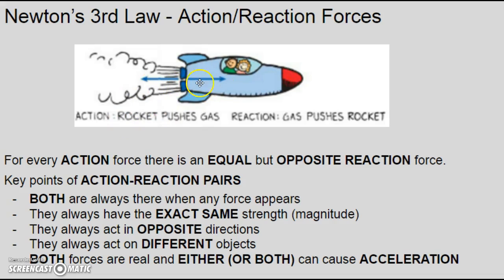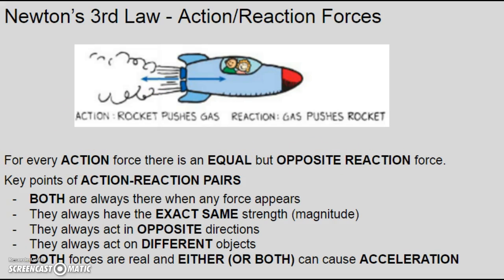So you might be surprised to hear that rocket science is essentially that the more gases that are pushed out, the more thrust is generated in the opposite direction. So this is accelerating to the right because the gases are pushed out the back. So for every action force, there's an equal but opposite reaction force.